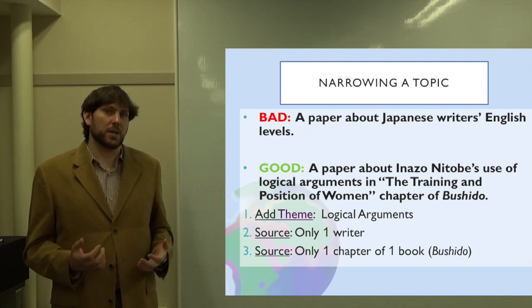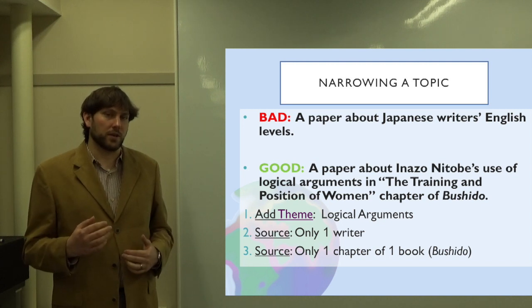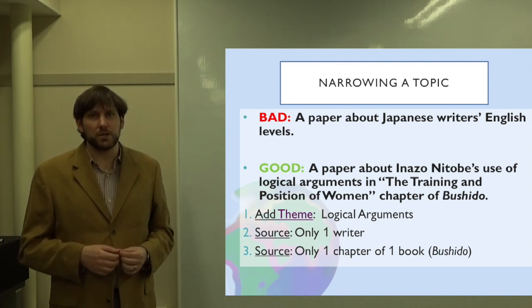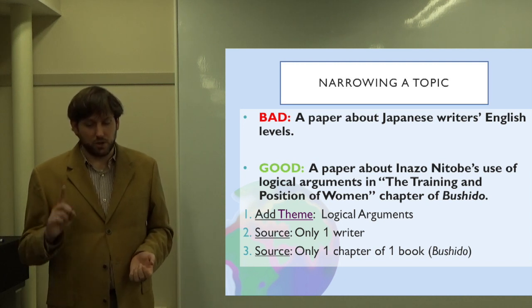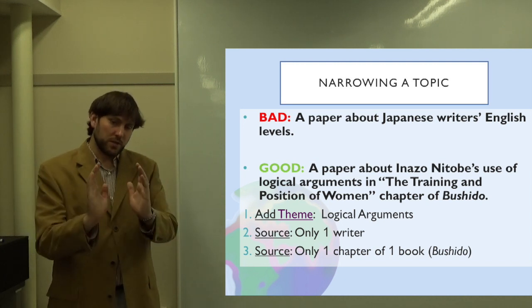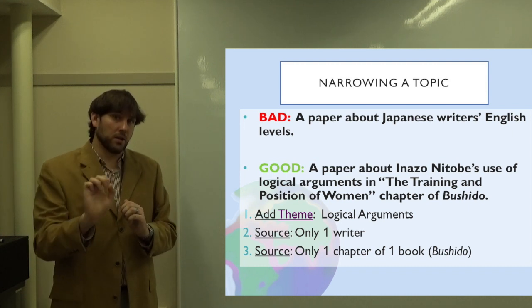Again, we're going to use some themes and some geographical and time-based narrowing to get a better idea of what we could say here. So we're going to add a theme. We're going to talk about logical arguments. We're going to narrow it to one source. We're going to say one writer.